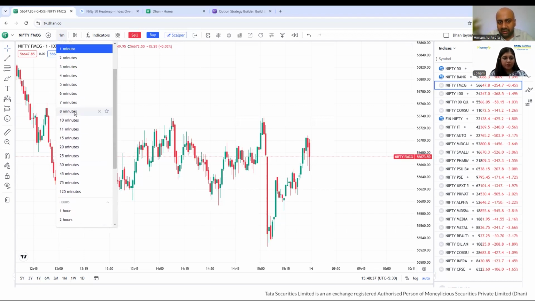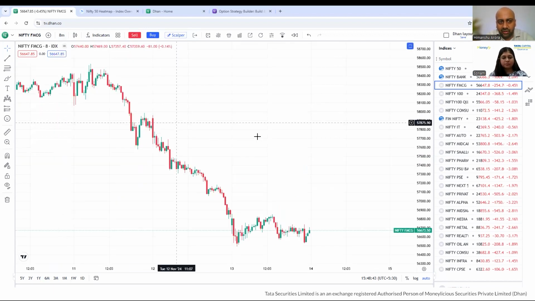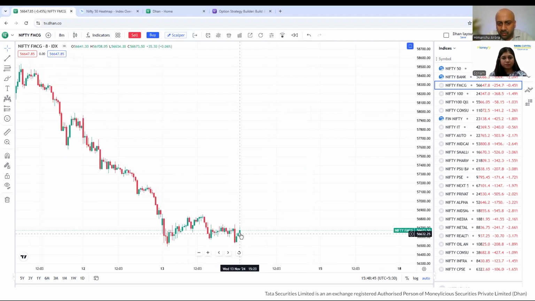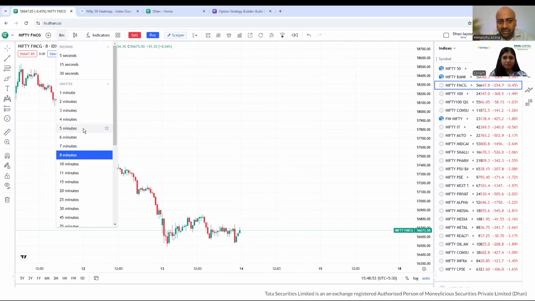Now it will take some time to load though, because it's fresh data. But then if I click on 8 minutes time frame, see how quickly it did this. So this one candle is now representing 8 minutes. So I mean, two answers to your question. One, you can choose from any of these time frames.